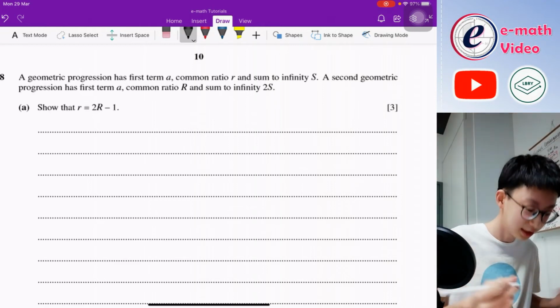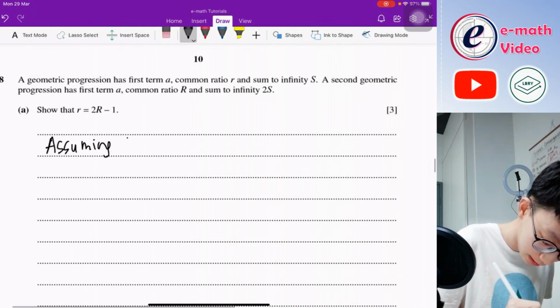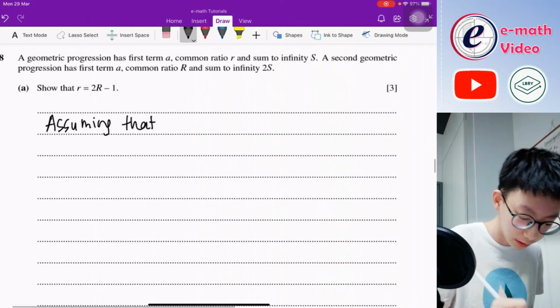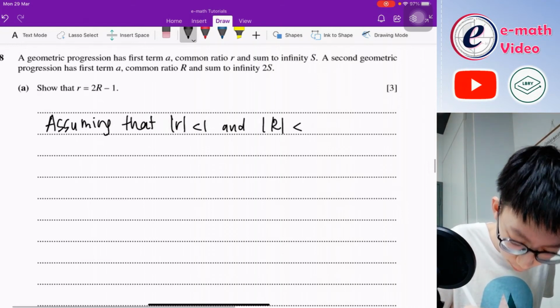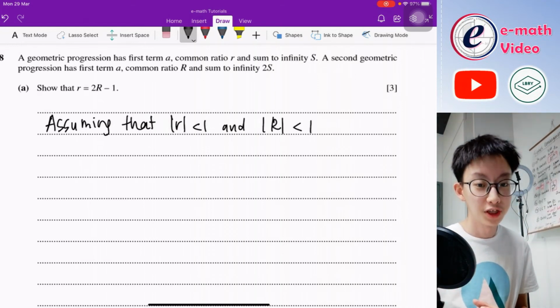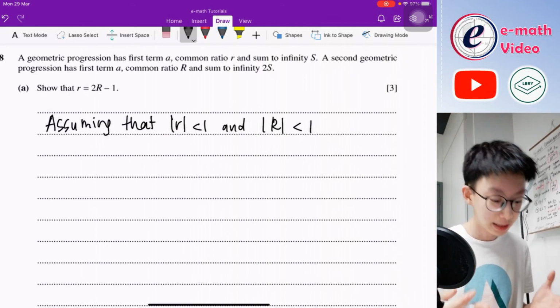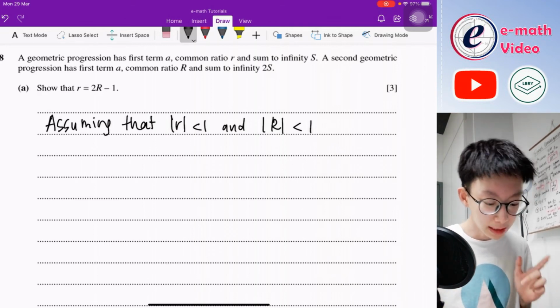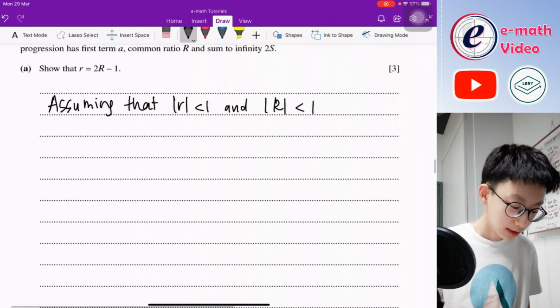So let me just write it here. Assuming that the absolute value of r is smaller than 1 and the absolute value of big R is smaller than 1, so that the sum will converge. If not, it will diverge. You will never be able to compare. So assuming that both of them are smaller than 1, the series will converge.